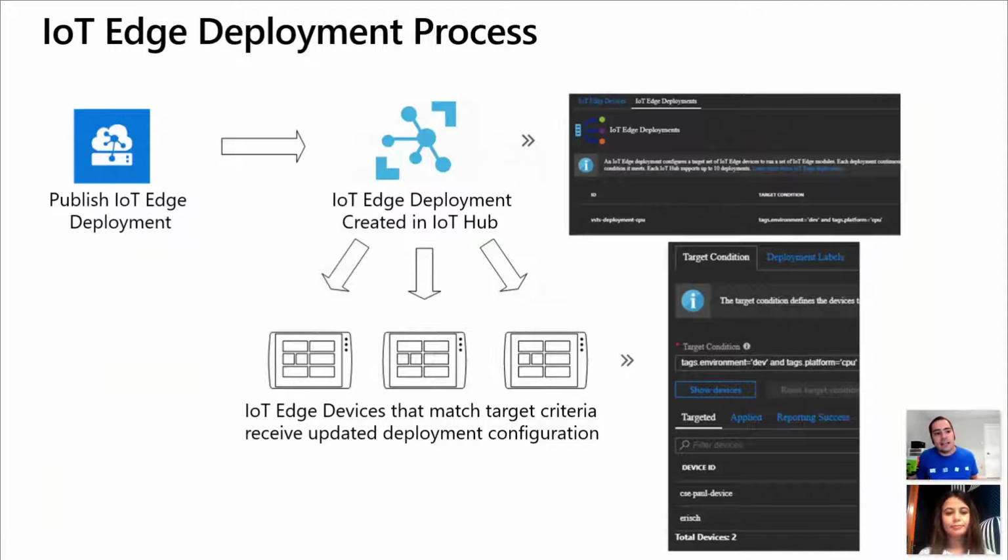Now, what this will look like is that we're going to utilize Azure DevOps to use a publish IoT Edge deployment task, and that's going to create a deployment that will live in an Azure IoT Hub. And from there, we can start to create target criteria. For example, if a device is a quality assurance device, or one that's in the East region or the West region, and be able to apply that deployment based on that target criteria.